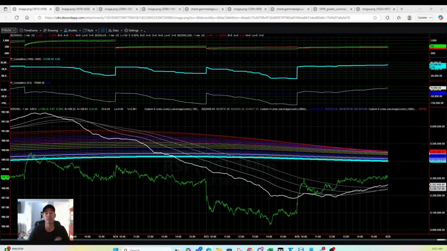All right, let's jump right into our market trend model for today. As you've seen, we have been in a short-term downtrend. This is based on the tick index. The bolded white line is our intraday instantaneous cumulative tick.